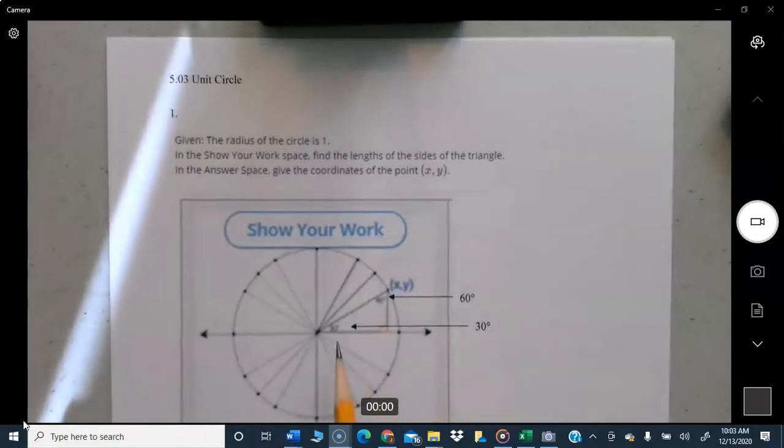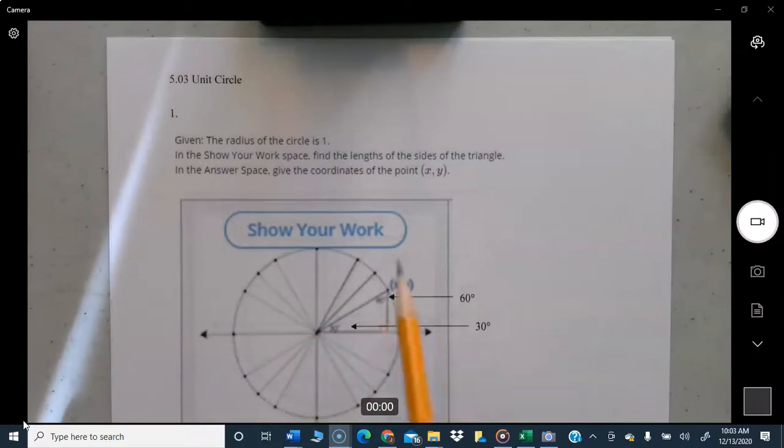So here the question is, it's copied and therefore it's hard to read the angles, but that's a 30 degree, that's a 60 degree angle. And the question just says give the coordinates.